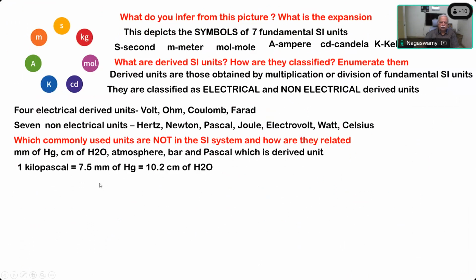Nowadays, blood pressure is not described in millimeters of mercury in many textbooks. It is given in kilopascals. So if it is given in kilopascals, 1 kilopascal is equal to 7.5 millimeters of mercury. If you want to convert, 1 atmosphere is 101 kilopascals, which is equal to 1 bar or 760 millimeters of mercury.